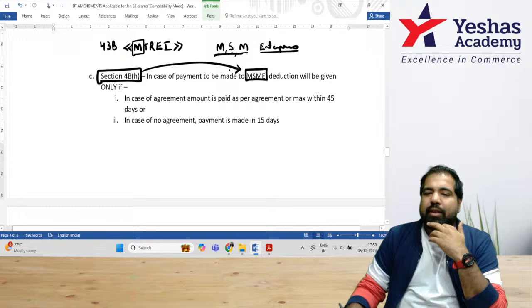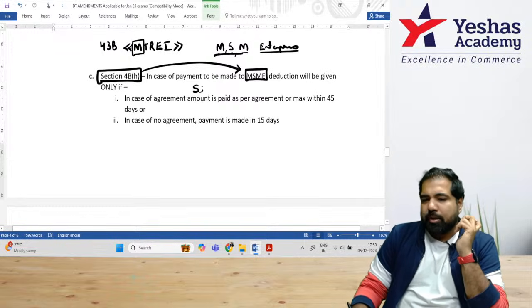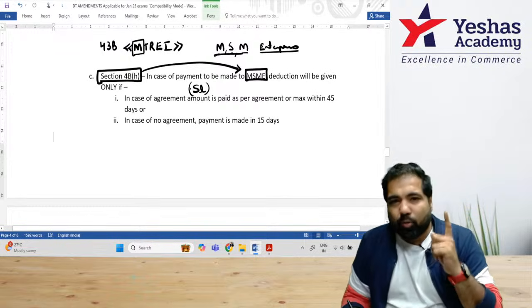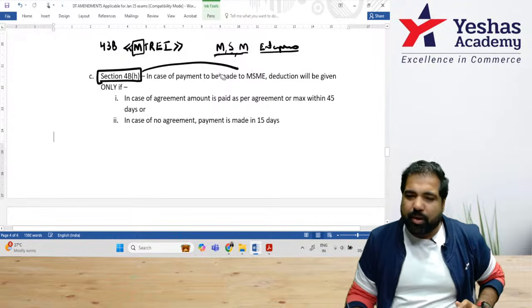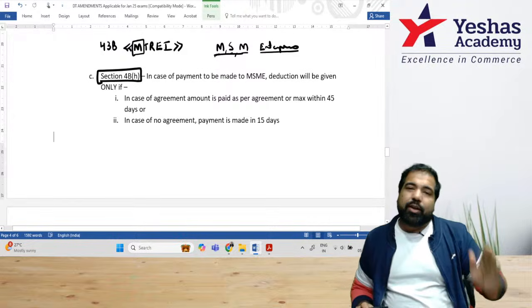I said, okay, do it. And they have said, we will charge you 5 lakh rupees. The government says, I'll give you a deduction of 5 lakh, but only if you pay. This is to an MSME. But here, they've not given us a due date till June.